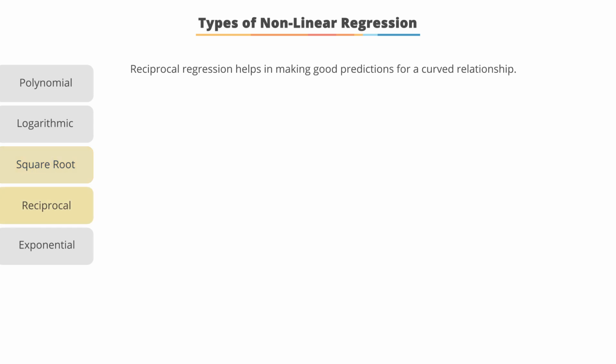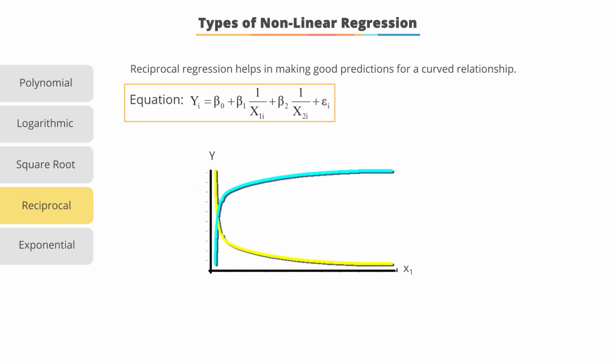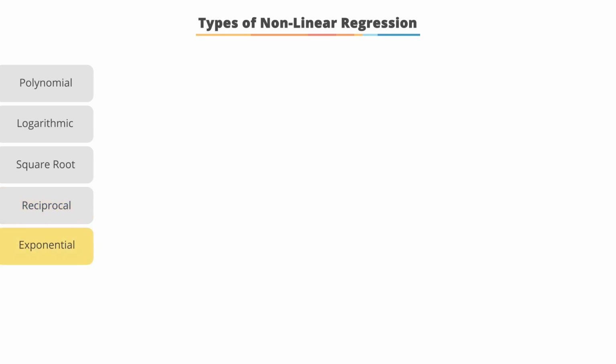We could also have a reciprocal. So this could be used for stronger curved relationships. And we use that by doing 1 over x subscript 1, 1 over x subscript 2. And lastly, we have exponential functions.